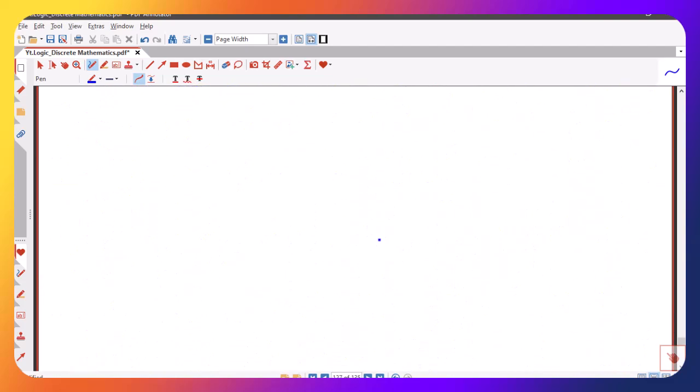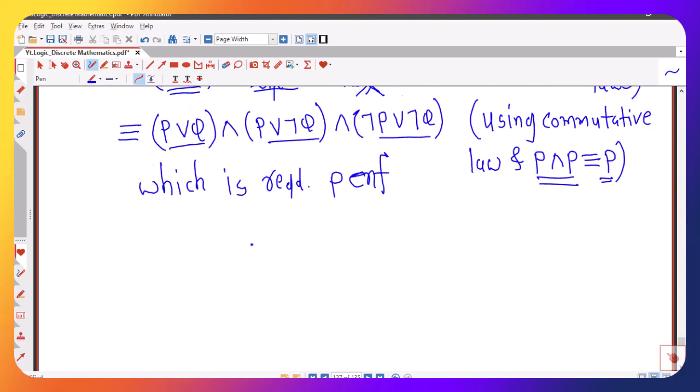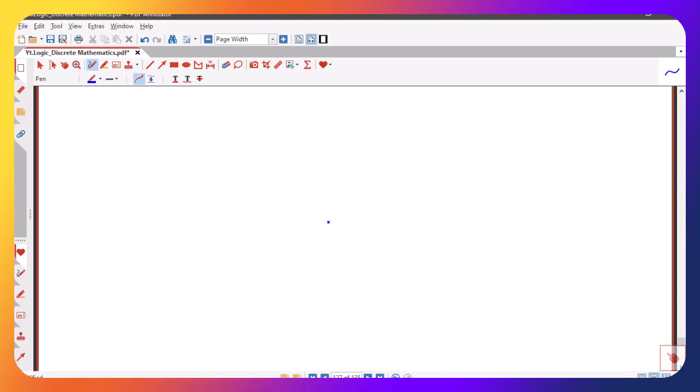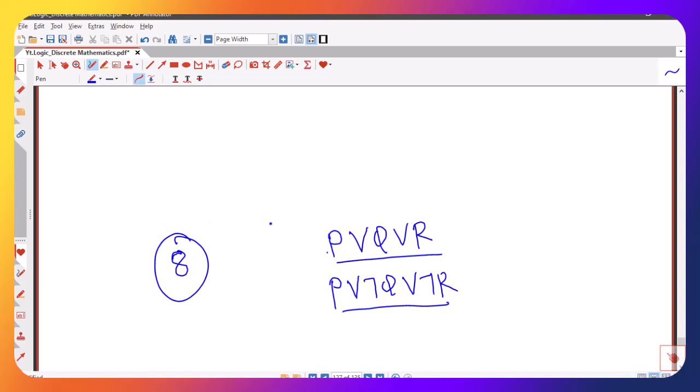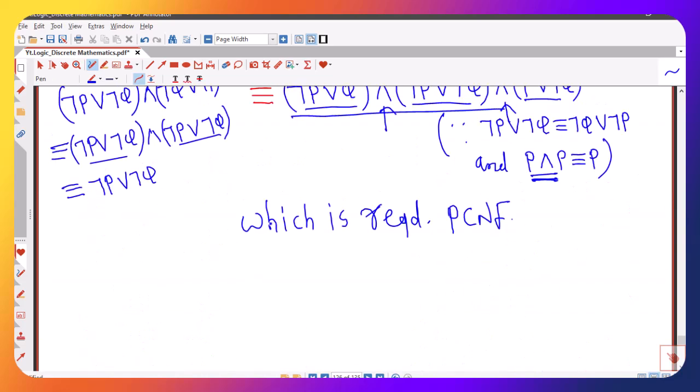If you have three variables, then you have to write max terms in such a way that your max terms cover all the three variables P, Q, R, then P or negation Q or negation R, like that. So for three variables we will have 8 max terms, and principal conjunctive normal form for three variables is conjunction of max terms out of these 8 max terms. So this is all about this session.